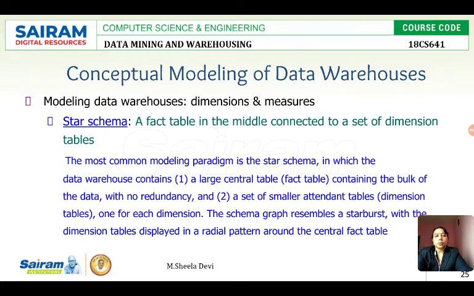Yes, so in the star schema we'll be having a fact table, and for every fact table we'll be having certain dimensions. For that particular dimension we'll be having a dimension table. Okay, so we'll see the definition now. The most common modeling paradigm is the star schema, in which the data warehouse contains a large central table. As I said, it is a fact table which doesn't have any redundancy, and a set of smaller attendant tables. The attendant tables are nothing but dimension tables.